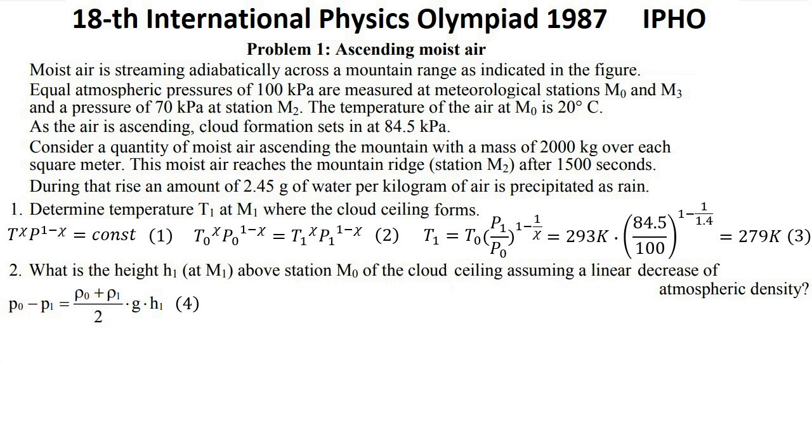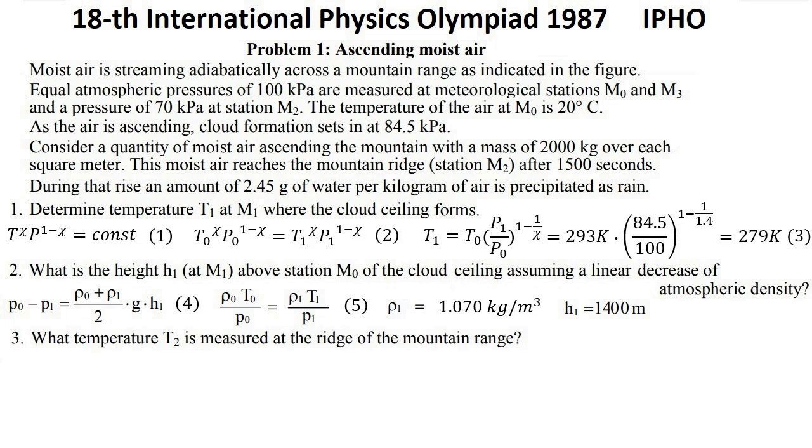That is, it is equal to (ρ0 plus ρ1) divided by 2, times g H1. Formula 4. On the other hand, we have the formula for an ideal gas: ρ0 times T0 divided by P0 is equal to ρ1 times T1 divided by P1. Formula 5. From here we find ρ1. This density is equal to 1.070 kilograms per cubic meter. And using Formula 4, we get H1 is equal to 1,400 meters. This was the solution to question 2.